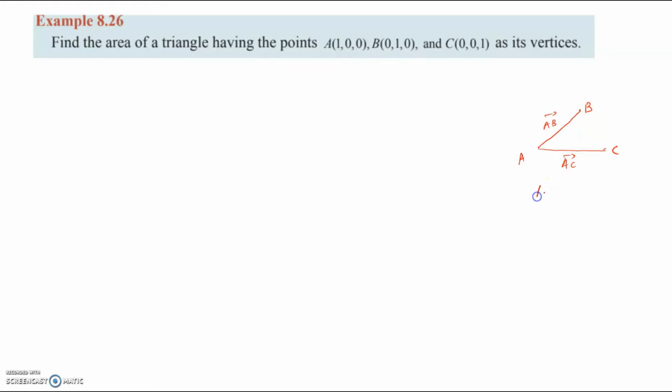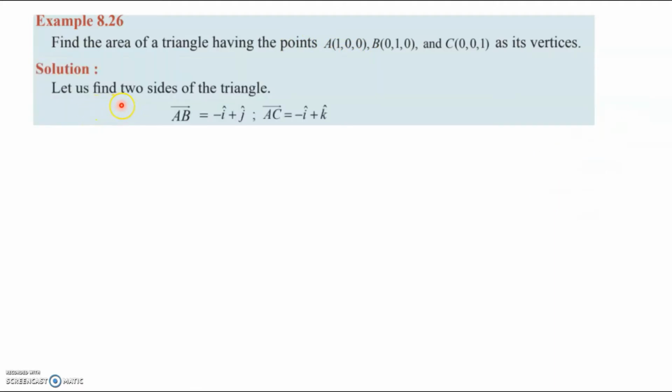Now the magnitude of AB cross product with AC will be the area of the parallelogram with AB and AC as adjacent sides. So if I'm going to divide this as a half, then the area of this triangle would be half the area of the parallelogram. So half of this would be the area of this triangle, which is what we are going to find here. So let's proceed to solve the problem.